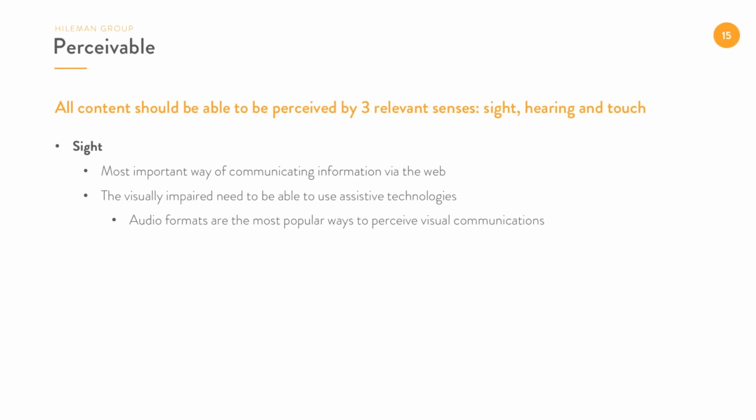So what that means is that the visually impaired need to be able to use assistive technologies to use your website. Audio formats are the most popular way to perceive visual communications this way, so we need to make sure that our content is able to be picked up by screen readers for those who cannot see.